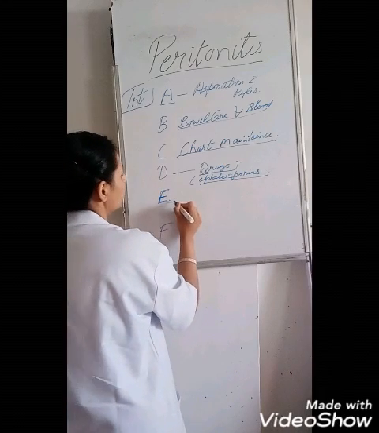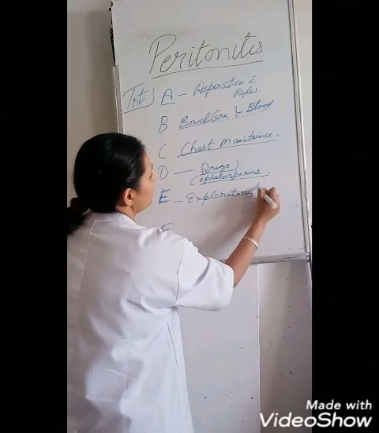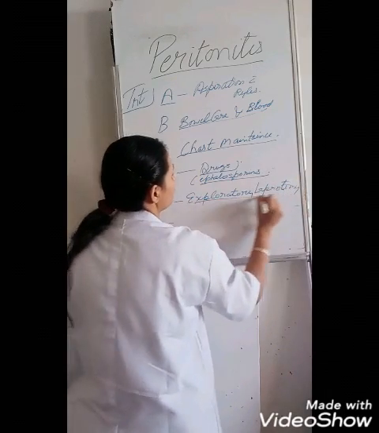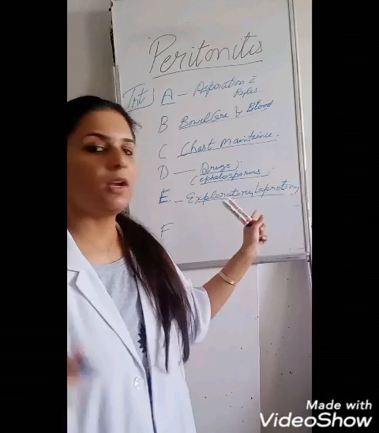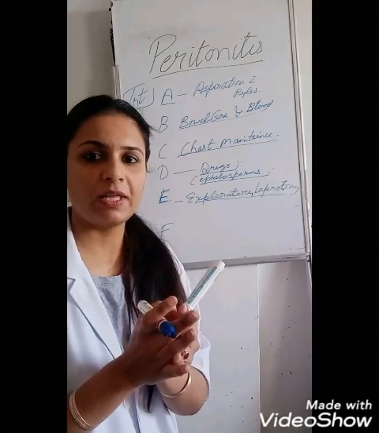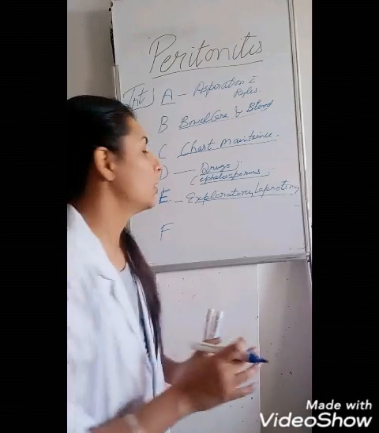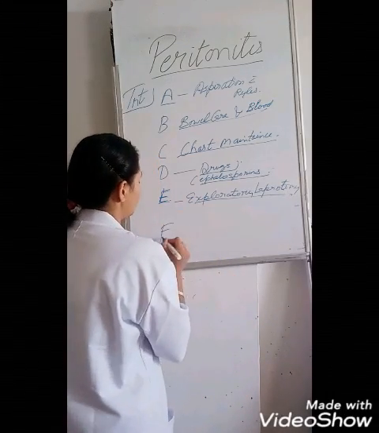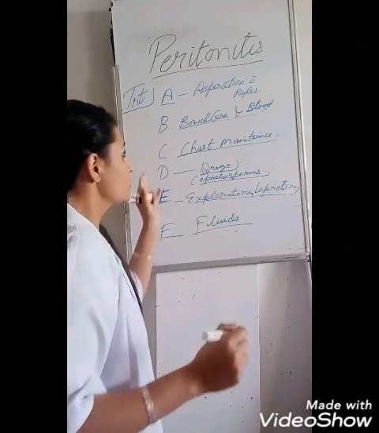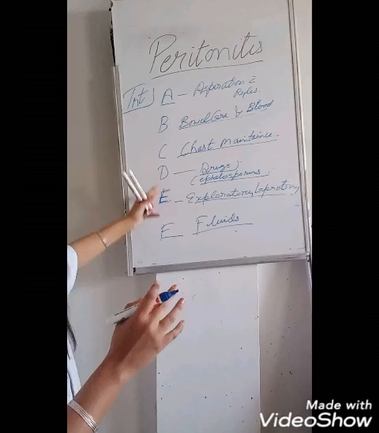Then in E, do the exploratory laparotomy. So what is done after the exploratory laparotomy? The bowel or the peritoneum is washed properly, or a peritoneal toilet or peritoneal wash is done with saline. This is very mandatory. Then F, fluids, intravenous fluids are given. So in treatment you have to remember these things by A, B, C, D, E, F.